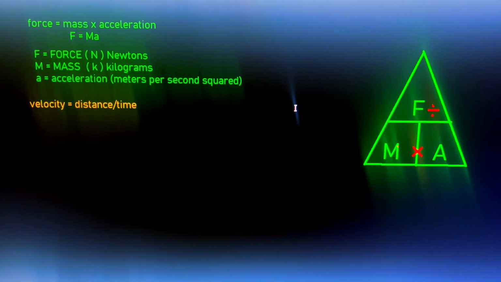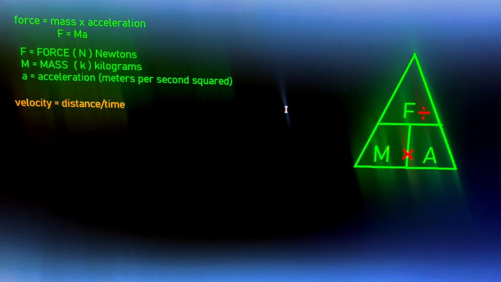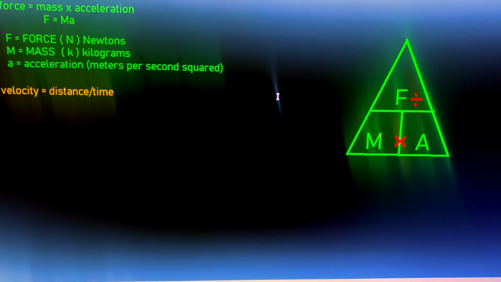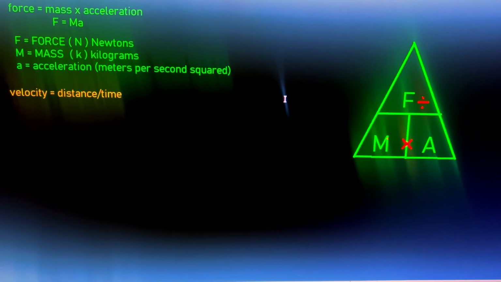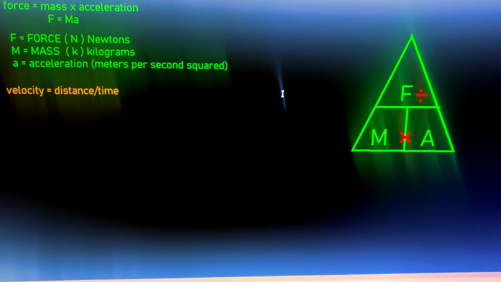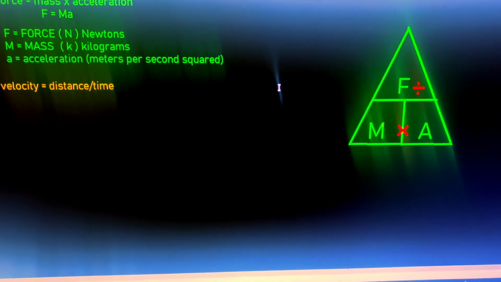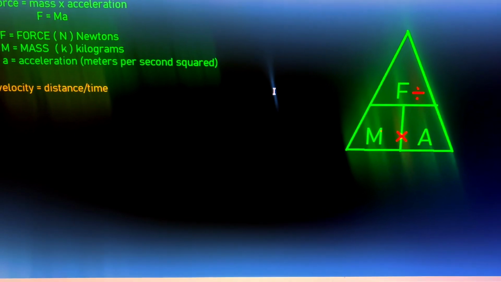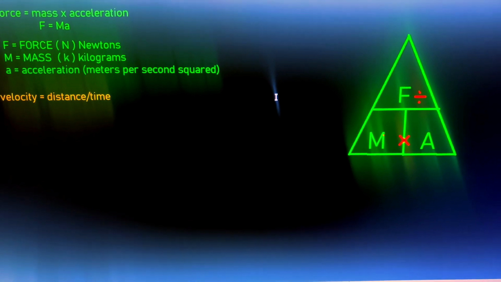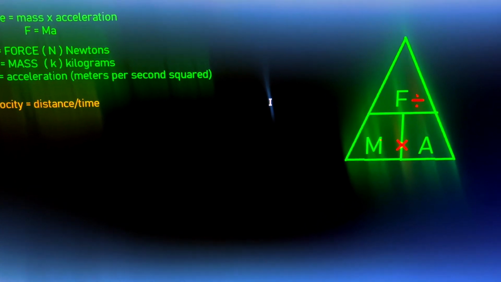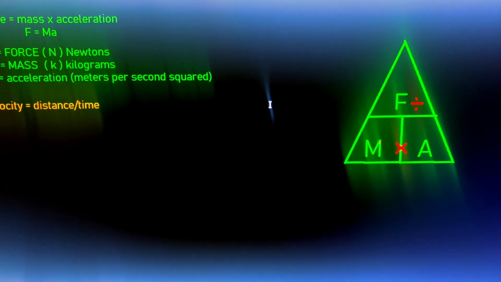So velocity is distance over time, so it's usually in meters per second, but it could also be feet per second. So if an object is traveling 10 feet per second, in 4 seconds, it traveled 40 feet.